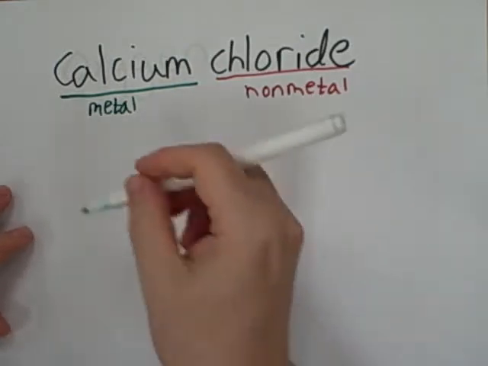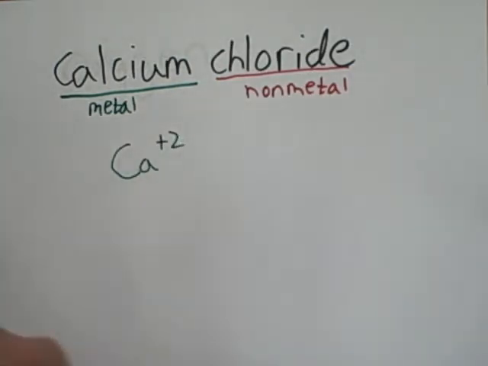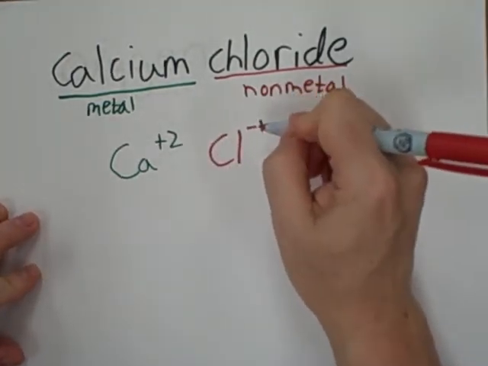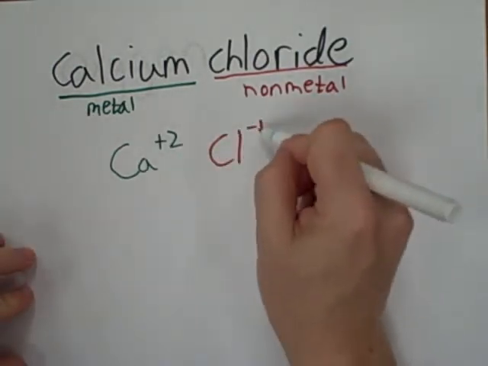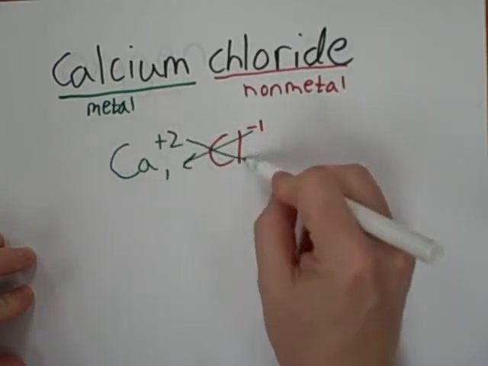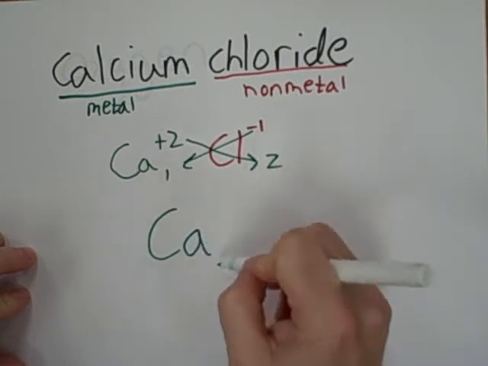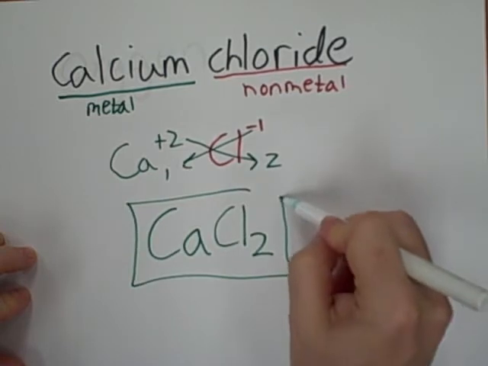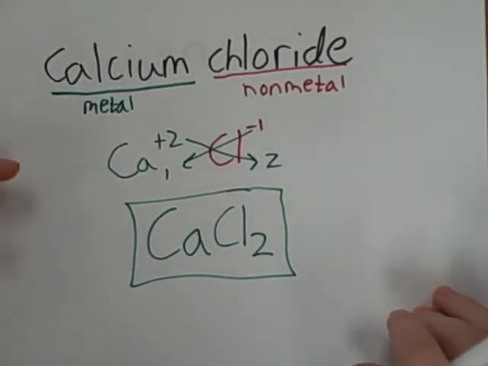So since we have a metal and a nonmetal, we have an ionic compound. So we have to write the ion charges. Ca with a +2 because it's in group 2 of the periodic table. Cl with a -1 because it's in group 17 of the periodic table. We crisscross their charges. The 1 goes to the calcium, the 2 goes to the chlorine, and we get Ca with an invisible 1, Cl2, and there's no need to reduce because it's already at its lowest ratio. So CaCl2 is the formula for calcium chloride.